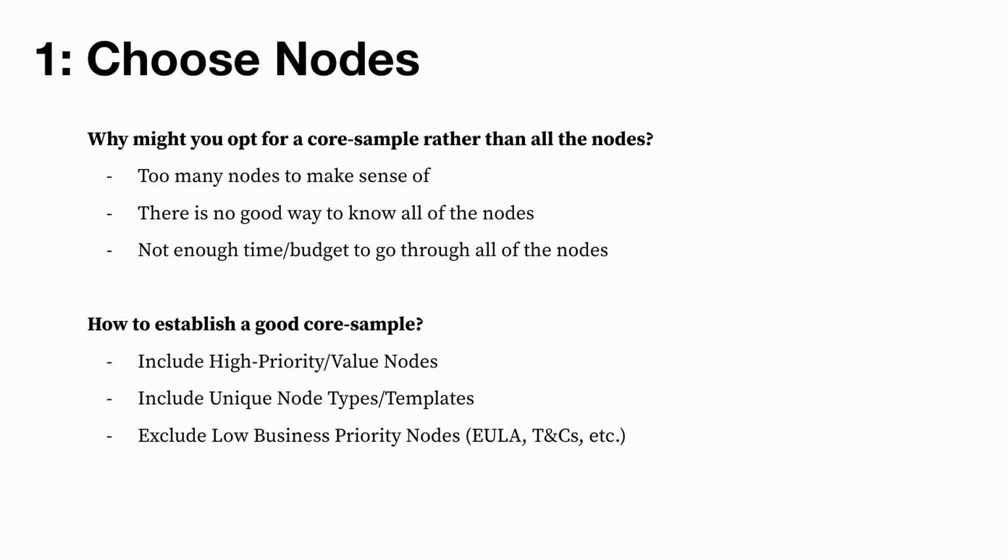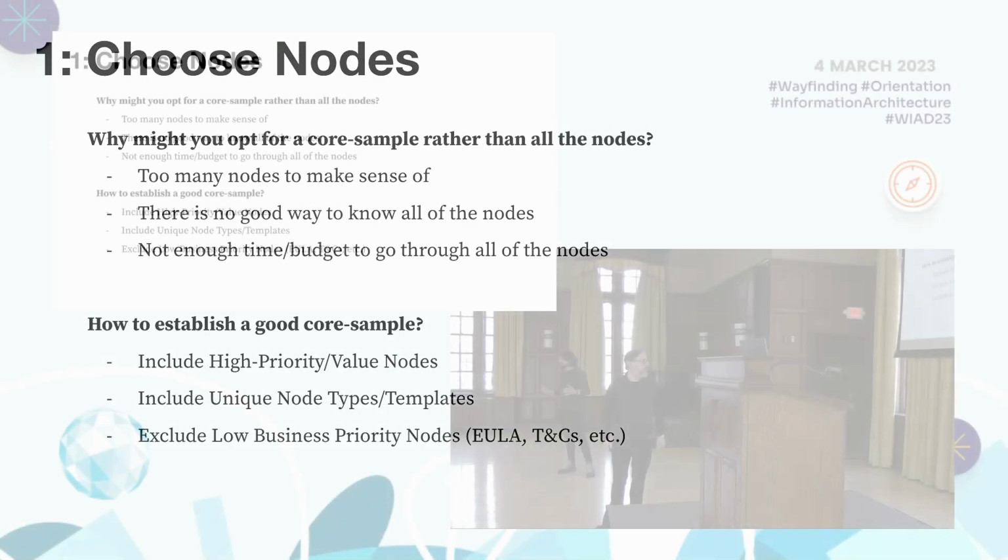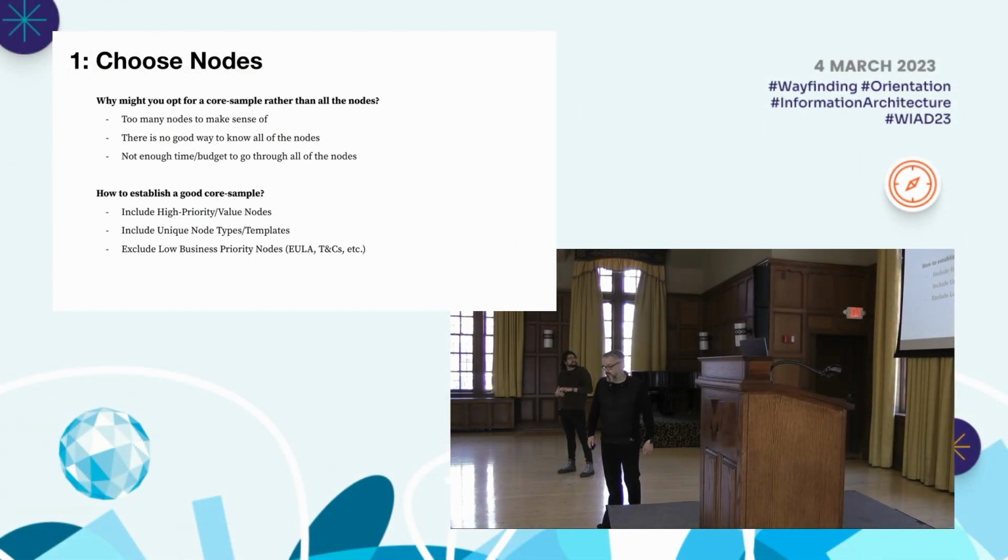Well, you work with the owners of that content, of that digital place, to figure out what are the high priority, high value nodes. Where are they looking most often? Where are their precious parts of their ecosystem? Let's make sure we include those in the stuff that we consider in this node audit.